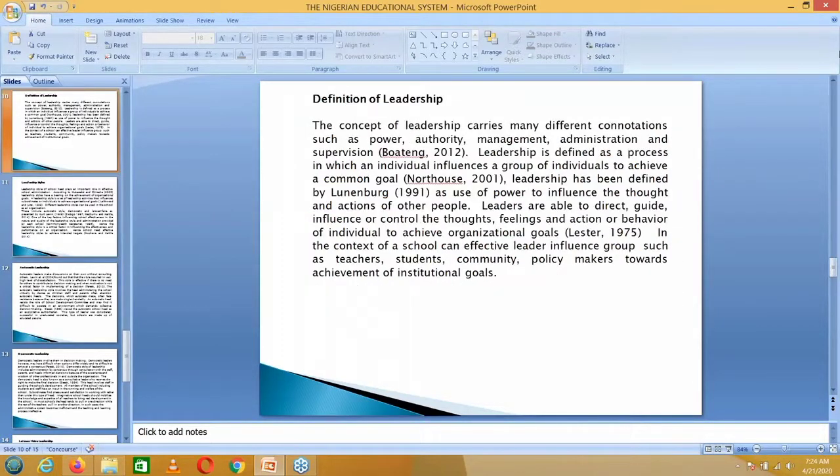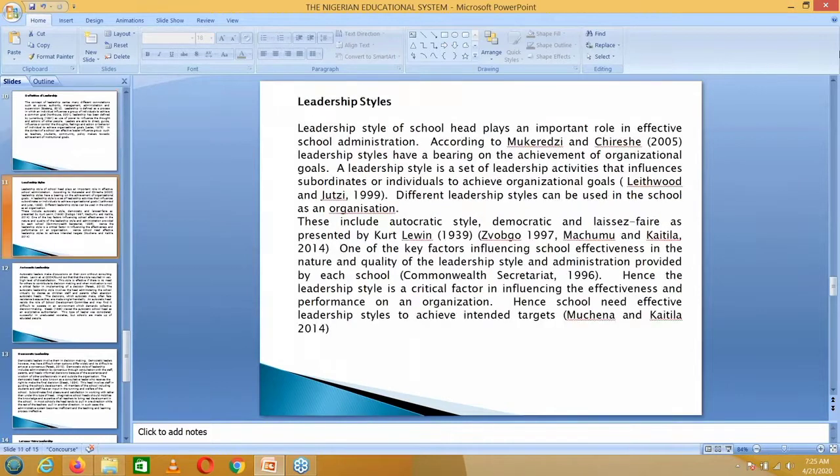Now, we explained that the leader should direct, guide, influence, or control the thoughts, the feelings, and actions of people to achieve its goals. Now, who are those in charge of leadership within the educational institution? The leaders, they are the school administrators. Now, let's go back to leadership styles. The leadership style of school heads plays an important role in effective school administration.